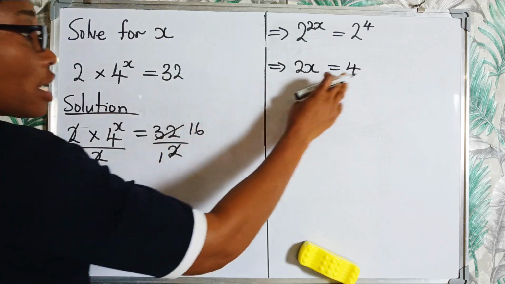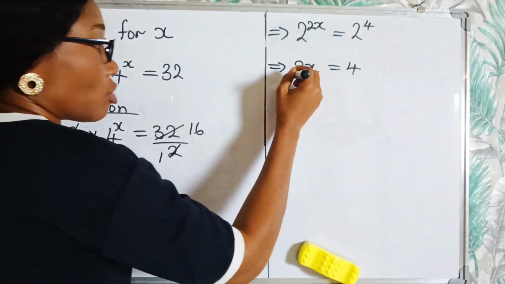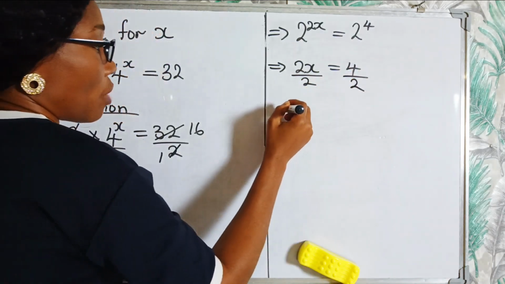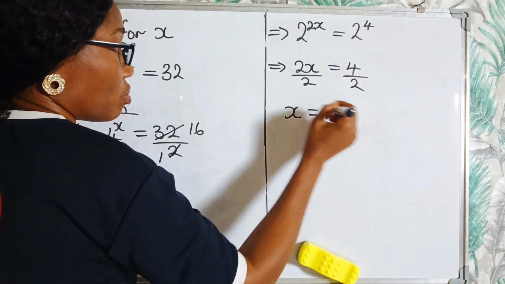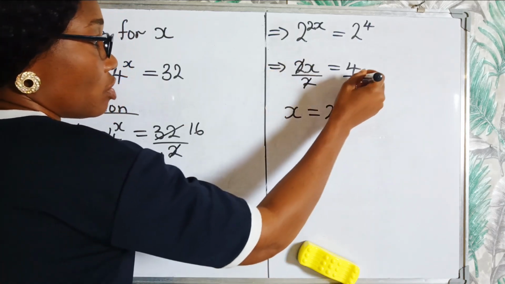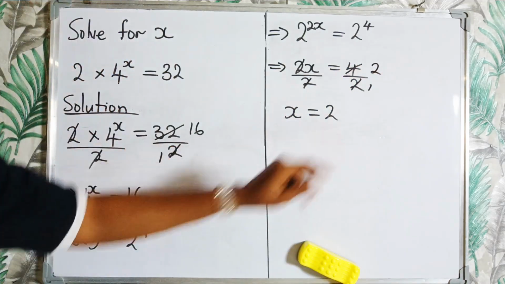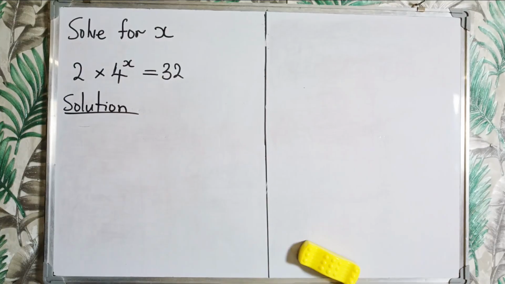Now we can divide both sides by the coefficient of x so that we can get the value of x. So we divide both sides by 2 and divide here by 2. So now x is equal to 2. This takes care of this. 2 into itself is 1 and 2 into 4 is 2. So x is equal to 2. That's the first method. Let's check out the second method.